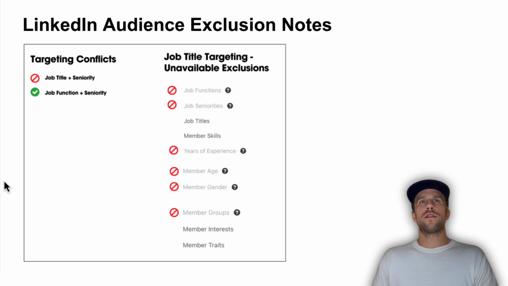And just a few notes on LinkedIn audience exclusions. You can't target job title plus seniority. So just keep that in mind. You can do job function plus seniority. So if we're targeting our website visitor audience and then we narrow that on different job titles, once we narrow that audience on different job titles, we're unable to use different exclusions. So just something to keep in mind there.